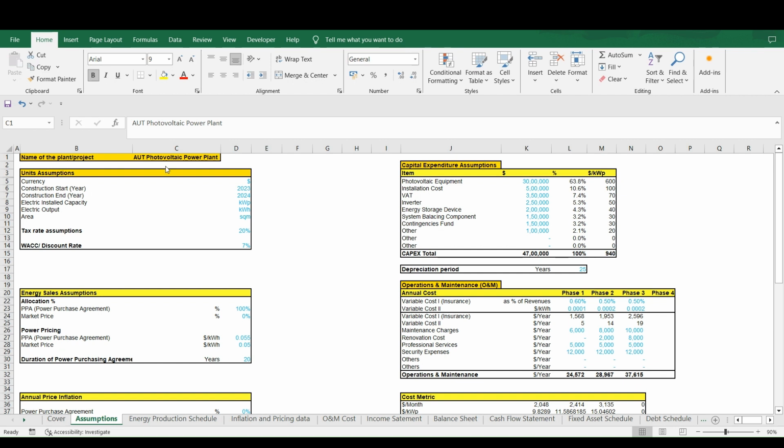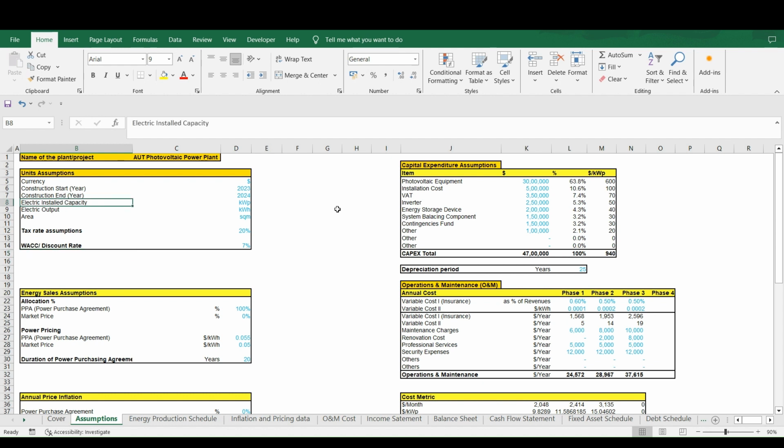So in the basic assumptions part, we have something like the name of the power plant, the project. Then we have the currency that we are going to choose for our model. Then we have the start year for our project, then the end year, and we have the unit of the electric installed capacity and the electric output unit and the area in which our power plant will be made. And we have tax rate assumptions and the discount rate that we'll use when we try to value our power plant based on the cash flows that it will generate in the future.